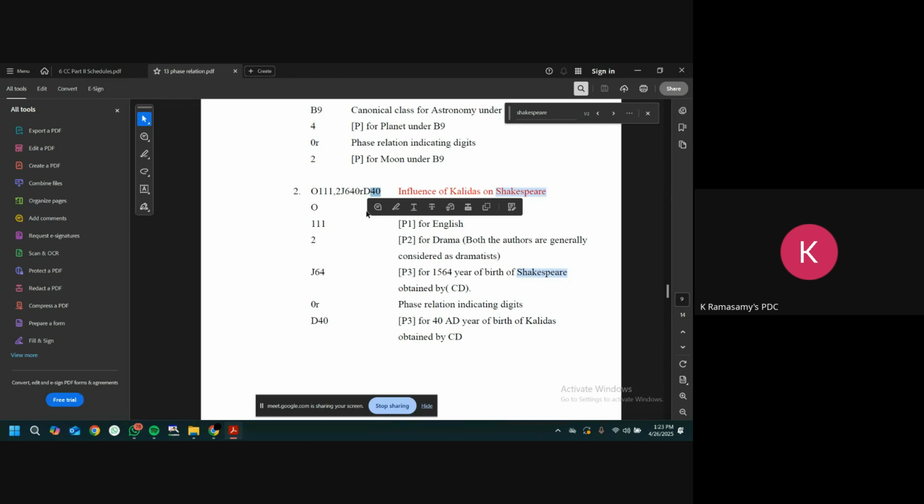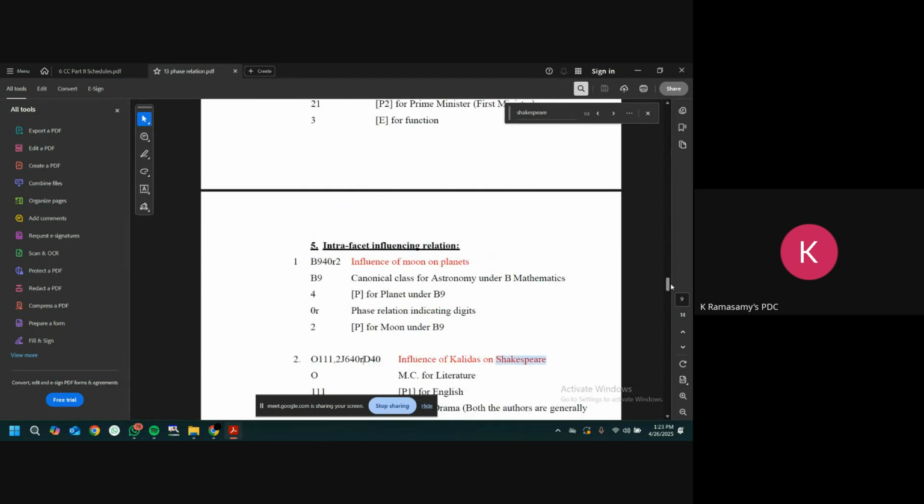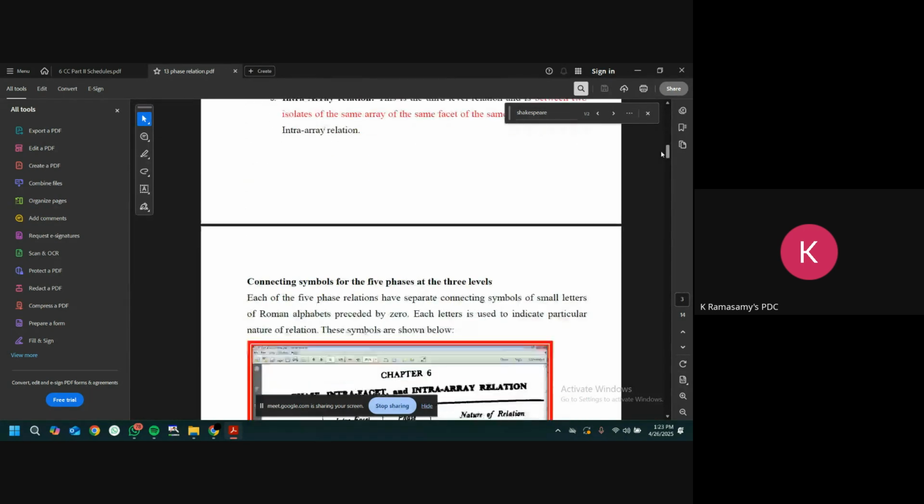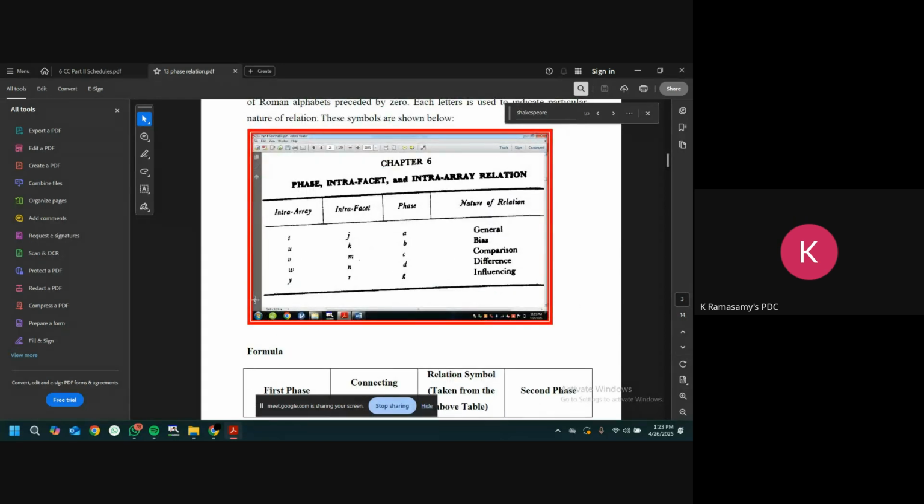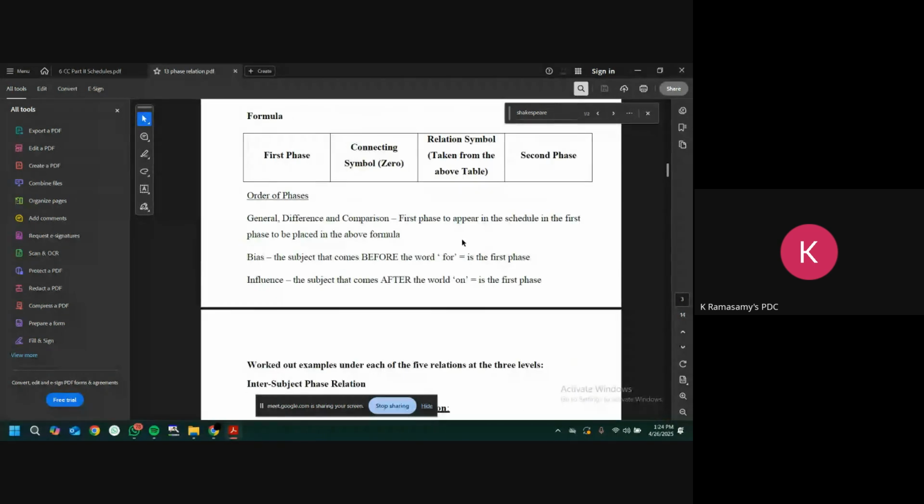Here, you can see, O stands for conditional symbol, R stands for relation symbol. What is R? Please come here. What is R here? R stands for influencing. Which influencing? This is an intrafacet. Why do you say it's an intrafacet?